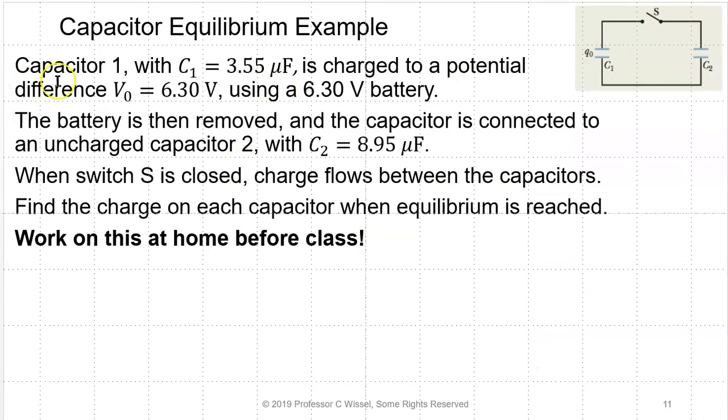Here's another example. Capacitor 1 with C1 of 3.55 microfarads is charged to a potential difference V0 equals 6.30 volts using a 6.30 volt battery. The battery is then removed and the capacitor is connected to an uncharged capacitor 2 with C2 equals 8.95 microfarads. When switch S is closed, charge flows between the two capacitors. Find the charge on each capacitor when equilibrium is reached.